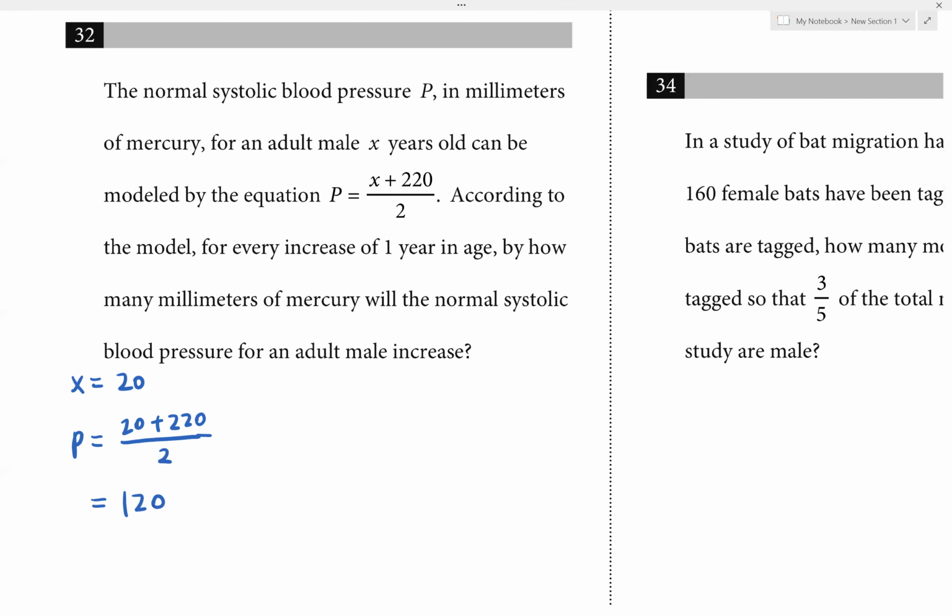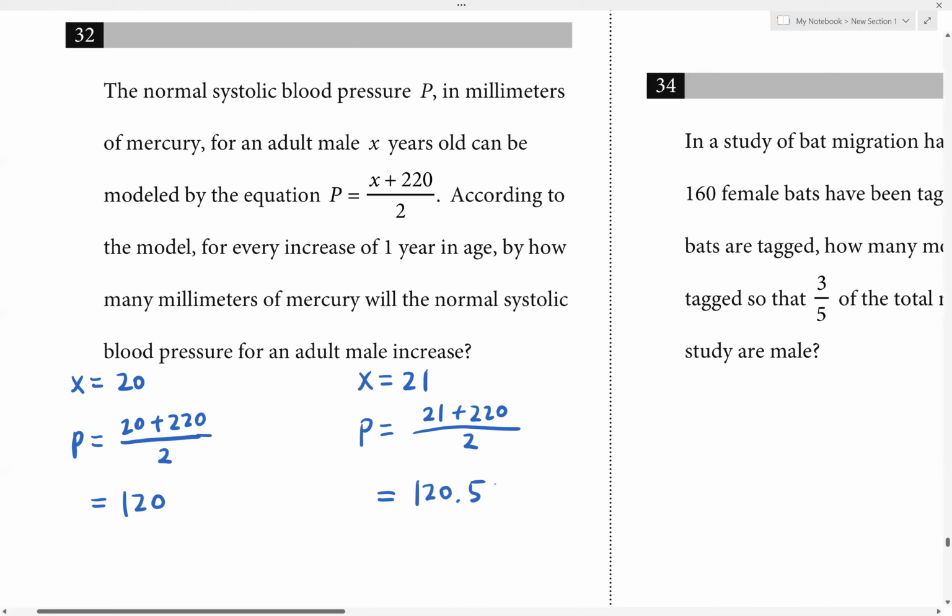Now we test it out when the age increases by 1. So now X will be 21, so the age is 21. We can solve for the blood pressure again. That would be (21 plus 220) over 2, which is 241 divided by 2, and we get 120.5.